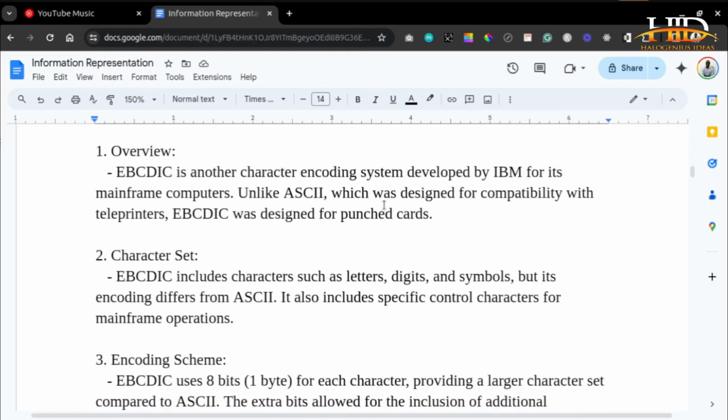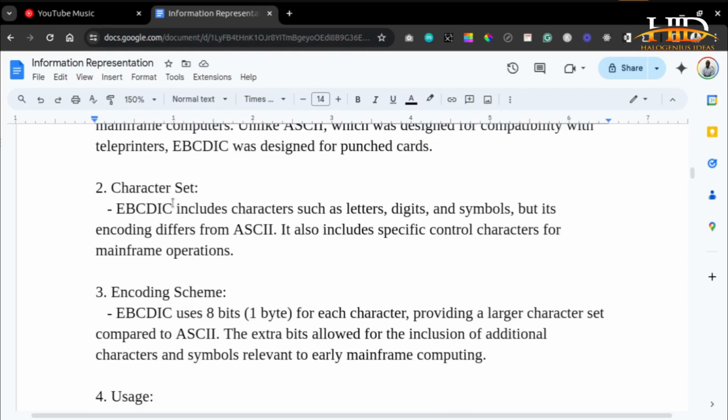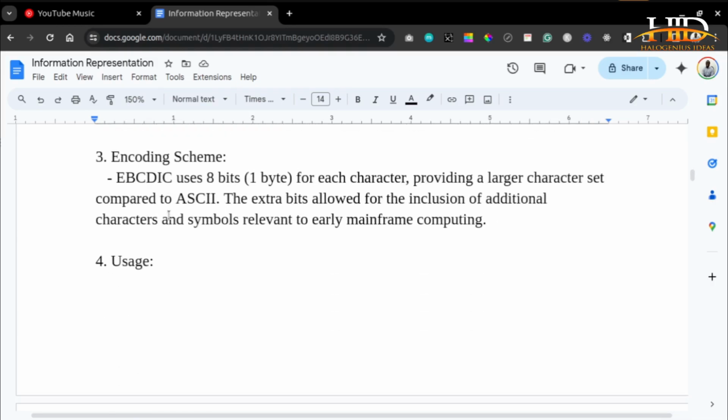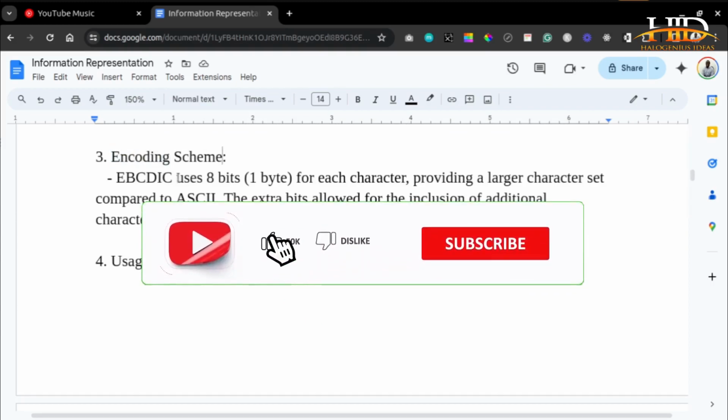Alright. So we have EBCDIC, which is another character encoding system developed by IBM for its mainframe computers. Unlike ASCII, which was designed for compatibility with teleprinters, EBCDIC was designed for punch cards. As for the character sets, they include characters such as letters, symbols, and digits, but its encoding differs from ASCII. It also includes some specific control characters for mainframe operations. Then, as for the encoding scheme, they use 8 bits, like I said, for each character, providing a larger character set compared to ASCII.